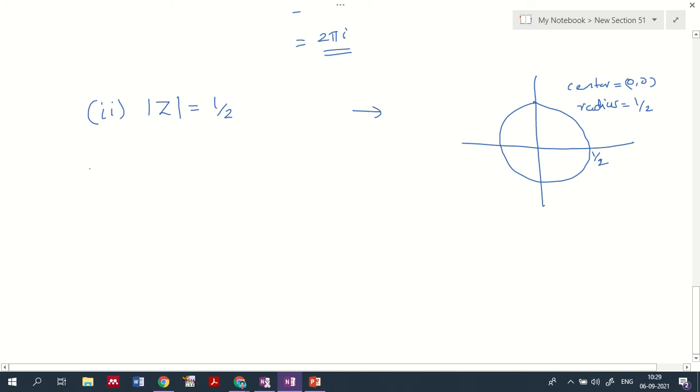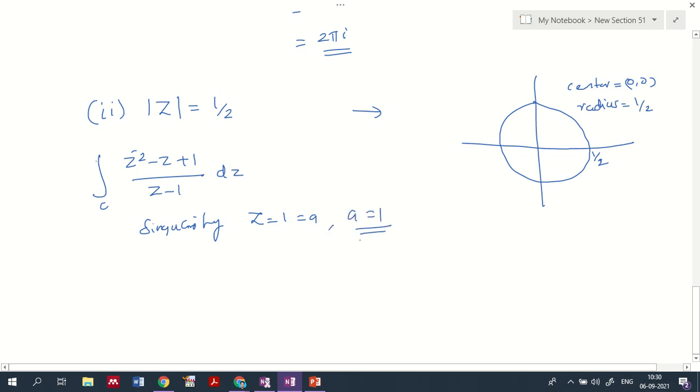We already identified that in the above function, integral over C of z square minus z plus 1 divided by z minus 1 dz, the singularity point is z equal to 1, that is a equal to 1. When you consider this circle, the singularity point will be outside the circle. That means it will be at this point. A equal to 1 means it will be at this point. The point will be outside the circle, right? So the point a equal to 1 is outside the circle.